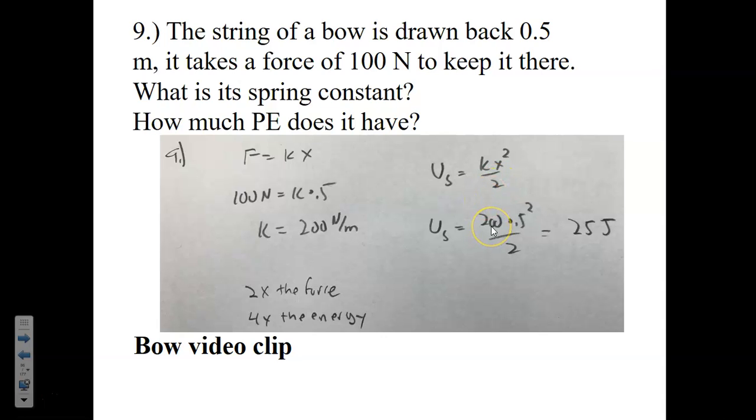So k is equal to 200. X is 0.5. Don't forget to square it, and divide by 2. And we get 25 joules. So that's the spring constant, and that's the energy stored in the spring.